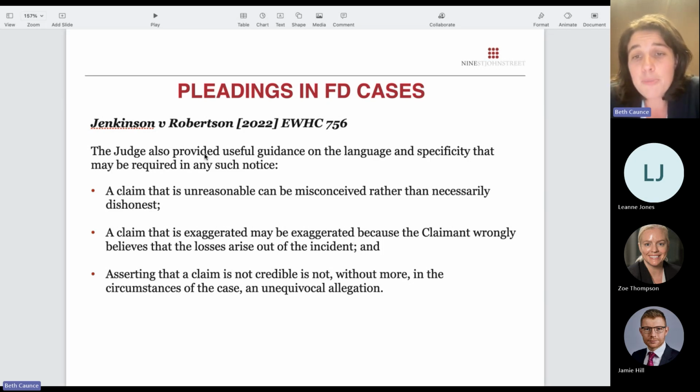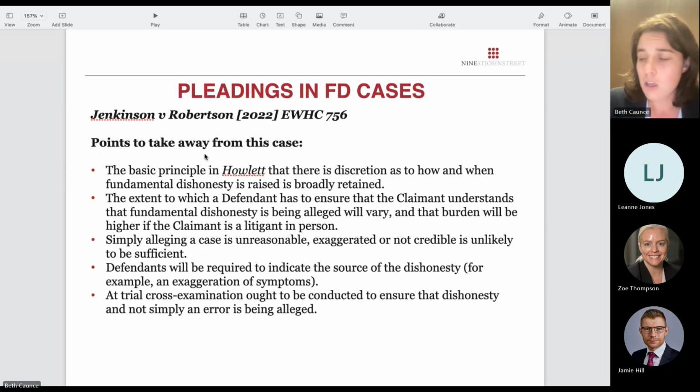Exaggeration might be because the claimant is mistaken, that they think that losses arise out of the incident when in fact the court finds that they don't. And finally, that asserting that a claim is not credible or is exaggerated is not sufficient without more to be an unequivocal allegation. So some takeaway points from the case.